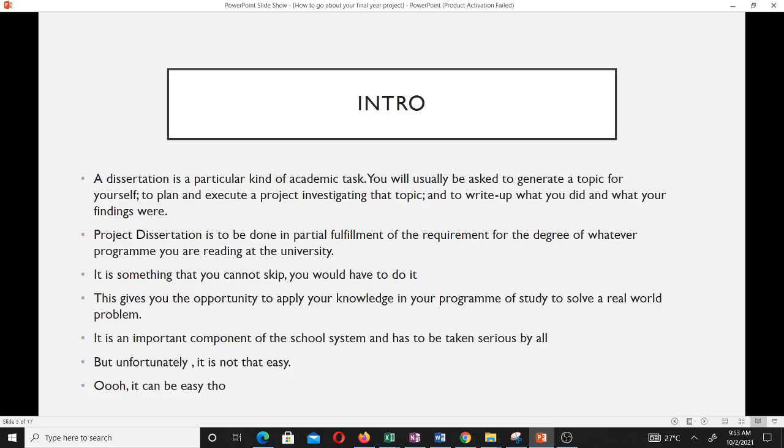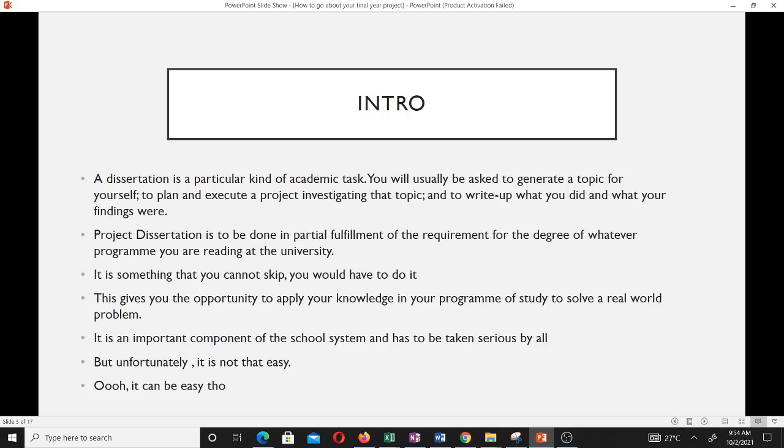The project dissertation is to be done in partial fulfillment of the requirements for the degree of whatever program you are reading at the university. It is an essential part of it, something that you cannot skip. You always have to make sure you get it done. You have to do it before you can graduate. It gives you the opportunity to apply your knowledge in your program of study to solve a real world problem.